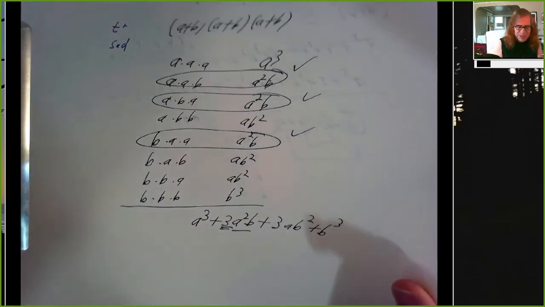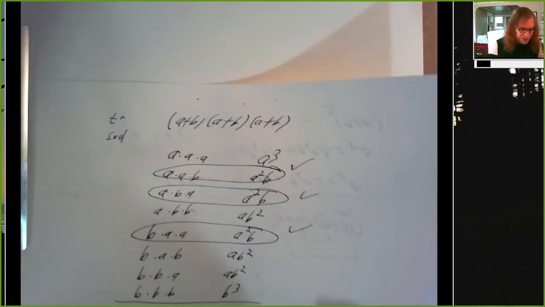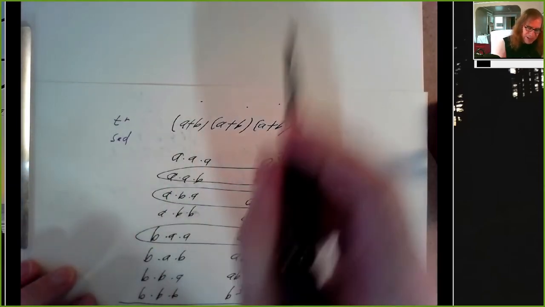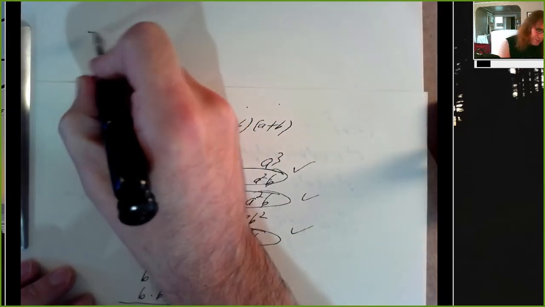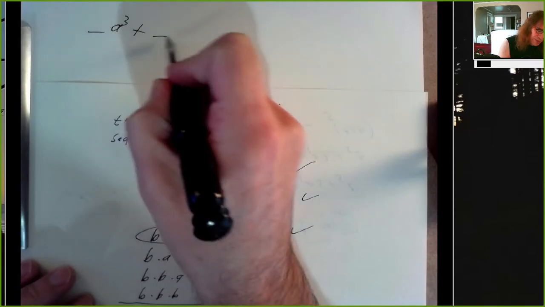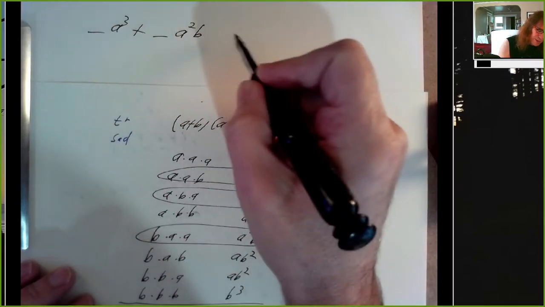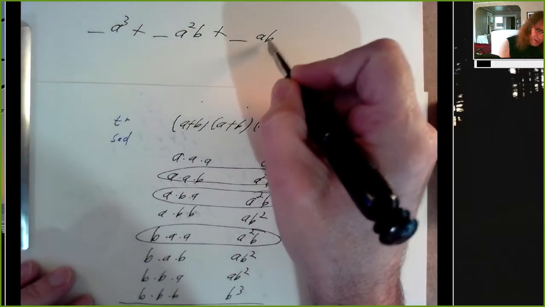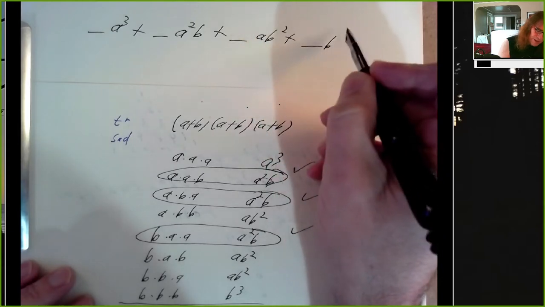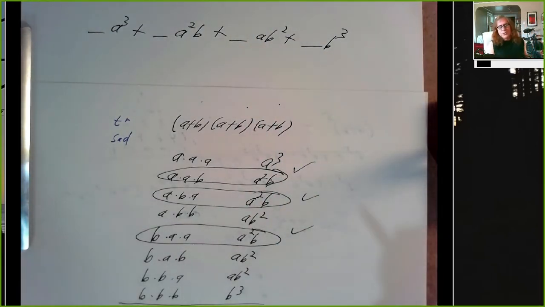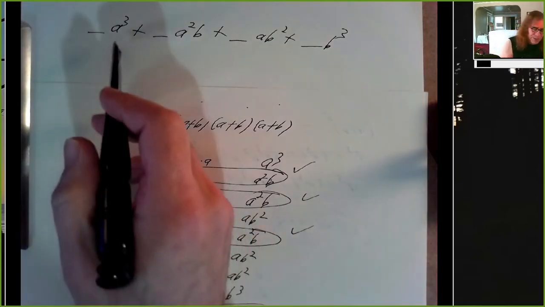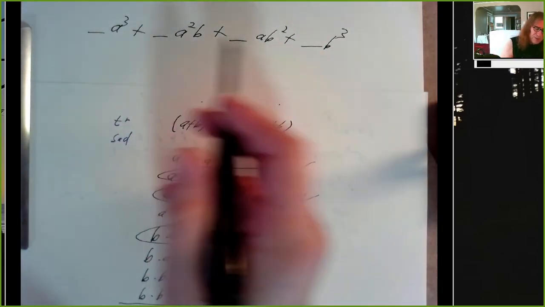So let's think of this in terms of combinations. We're going to multiply these things together. Well, we know we're going to get something times A cubed, something times A squared B, something times AB squared, and something times B cubed. And those are our only choices. We're not going to get an A to the fourth. We're not going to get a B to the fifth times A cubed. We're guaranteed these are the four types of things we're going to get.